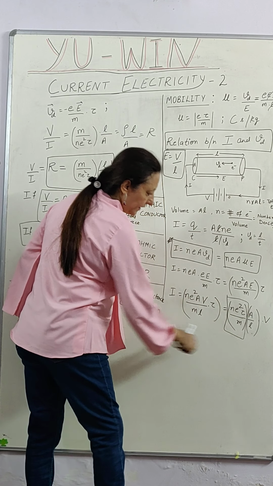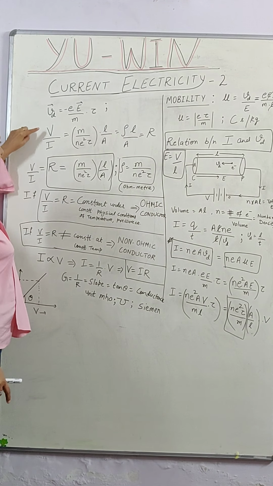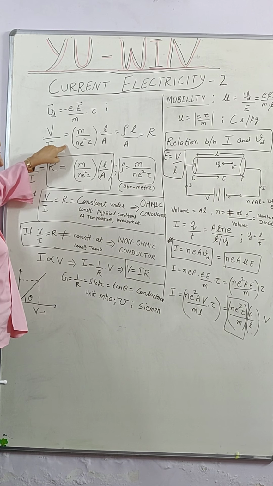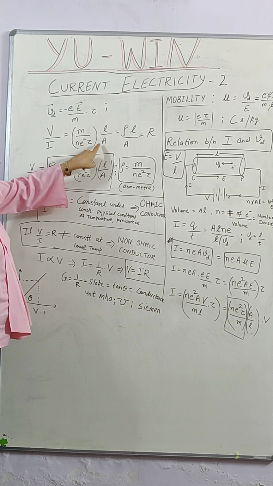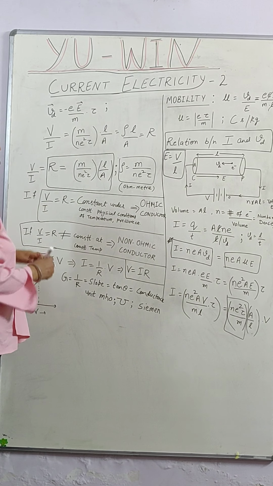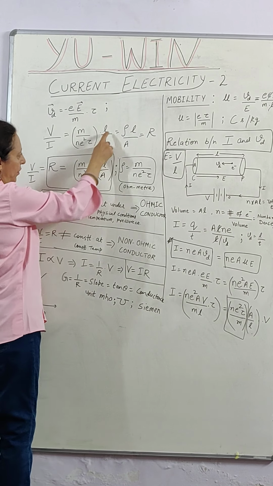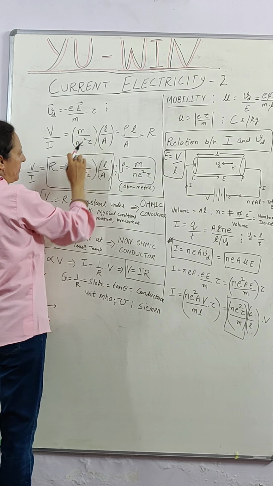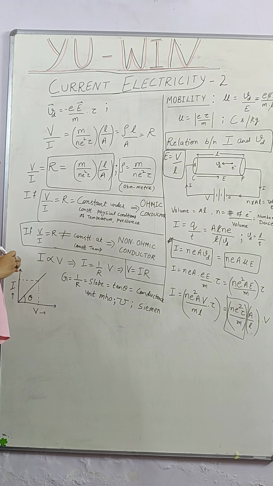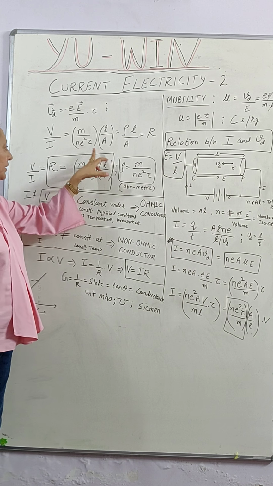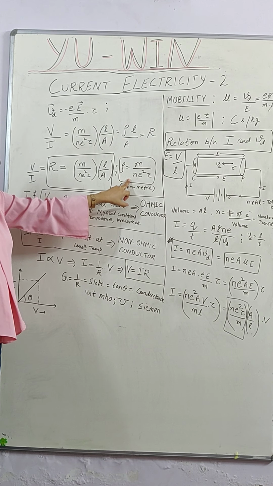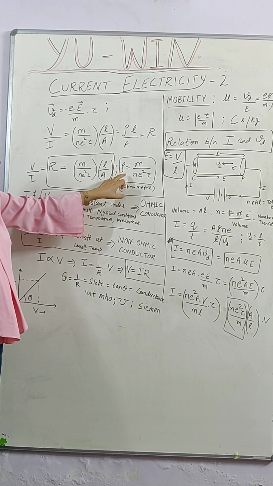If I take I over there and rest all the terms over here, I come to this expression: V by I will be equal to ml upon Ne square tau A. Again I break it up. What is m upon Ne square tau times L by A? As I told you, L by A is external and m upon Ne square tau depends upon the internal nature of the material at a given temperature, and we denote m upon Ne square tau with another term known as the resistivity.